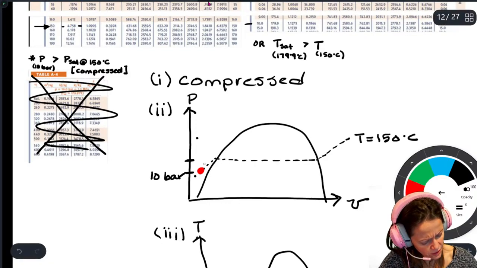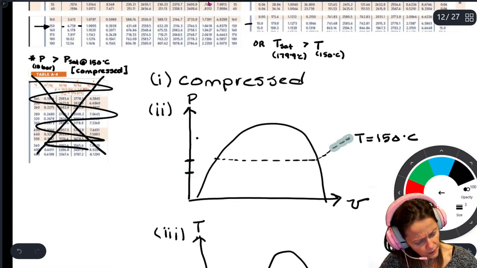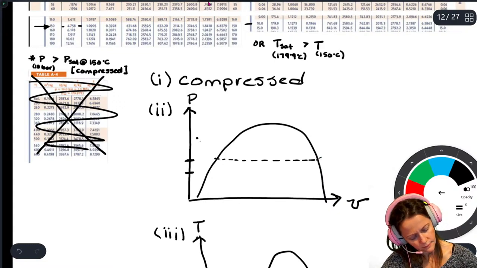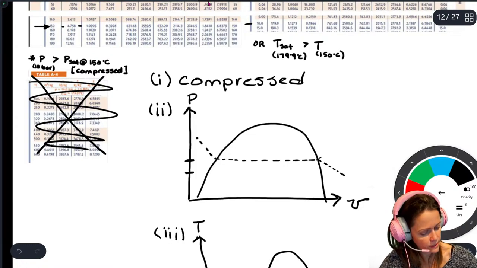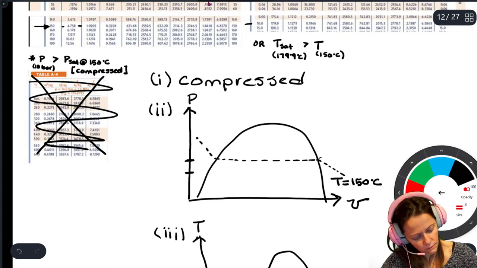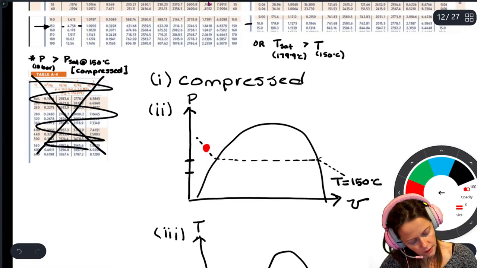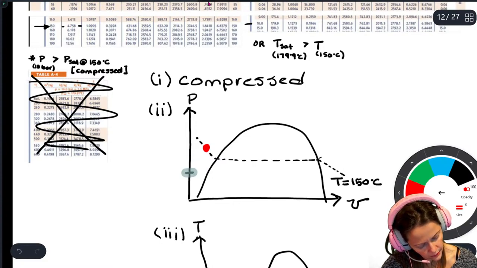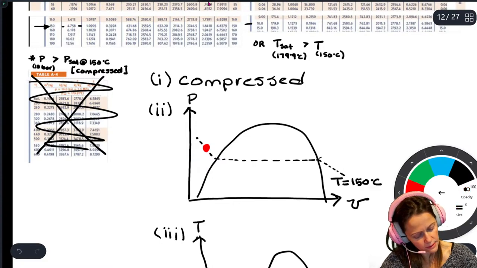Oh, shoot. Darn it. Come on, Regina. Sorry. My tails are flipped. I'm so sorry. Go like this. Apologies. Those lines of constant temperature, those are flipped. I'm sorry. All right. And now what I'm about to say will make sense.